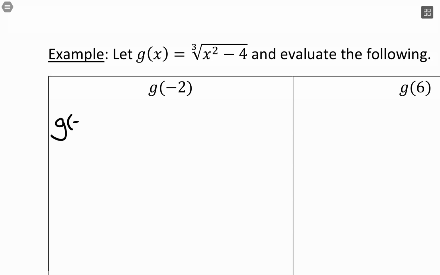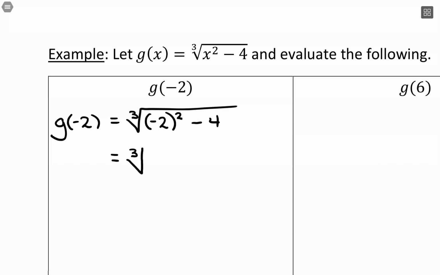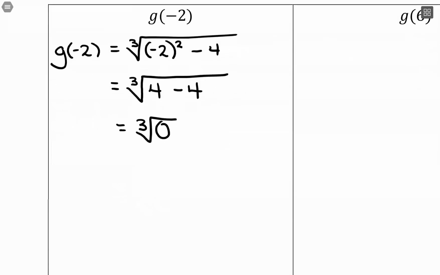So g of negative 2, we're taking a cube root of, and then be sure to use parentheses for input squared minus 4, and our input's a negative 2. So negative 2 squared in parentheses is a positive 4. Then we have minus 4. So this is the cube root of 0, which any root of 0 is just 0. So g of negative 2 is equal to 0.